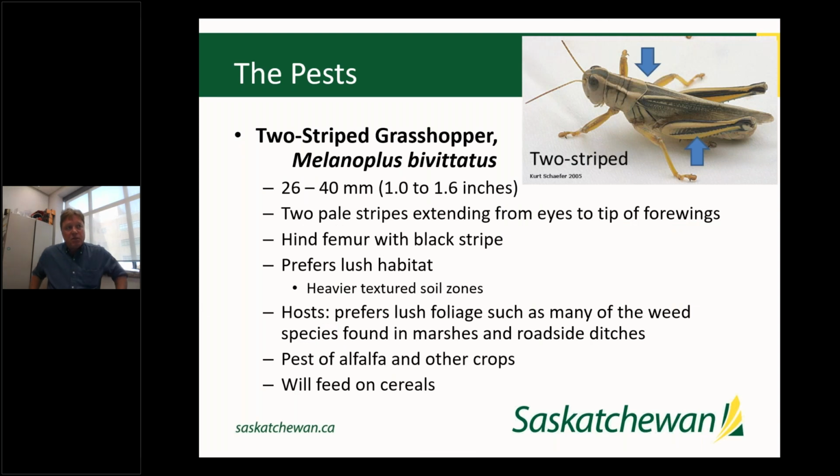Two-stripe grasshopper. This is the prevalent pest species in Saskatchewan, and you can see the black stripe on the hind femur and the two stripes extending from between the eyes to the tip of the wings. Females can be large, up to 40 millimeters, 1.6 inches, or slightly larger in some cases. It depends on their nutritional input as young. They do prefer lush habitat, so heavier textured soils and forbs, but they are generalists, and when push comes to shove, they will feed on other plant species.